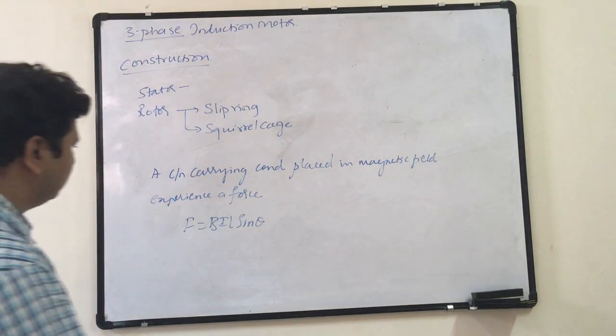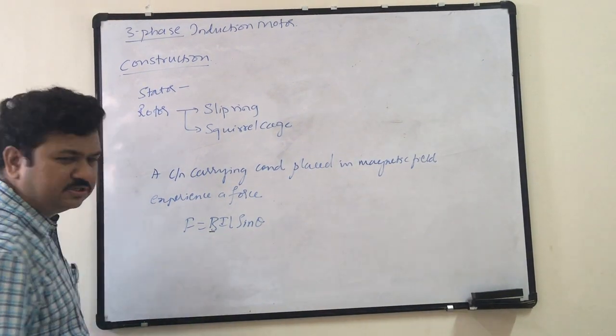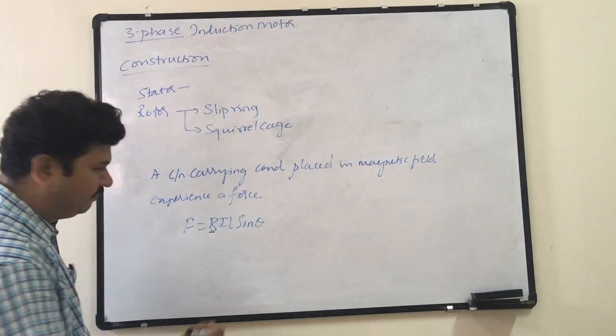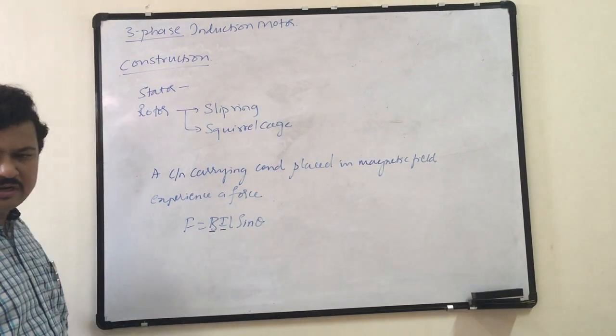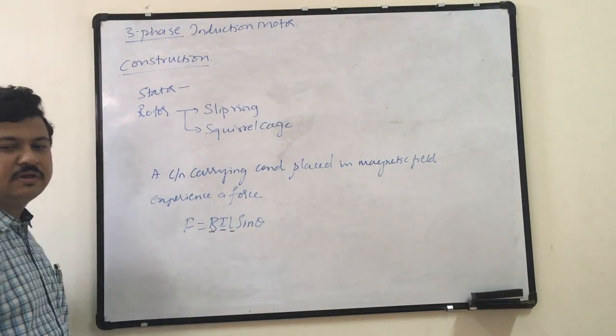Here B is the flux density of the magnetic field, I is the current flowing through the conductor, and L is the length of the conductor.